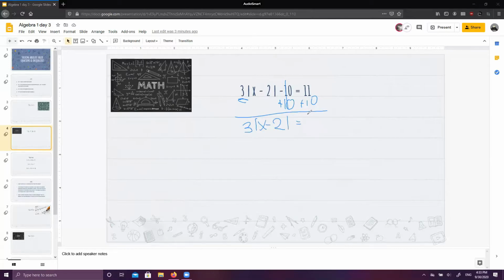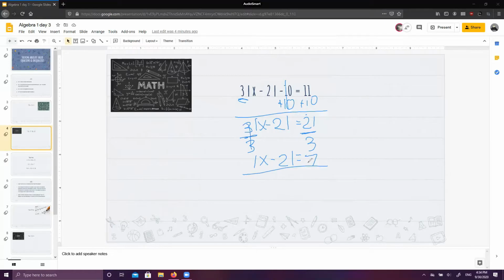And then it will equal 21. And then you are going to divide on both sides, meaning these two numbers. So we'll divide by 3, and then this will cancel out by itself. And then you would get a simpler equation. But we're not done yet.